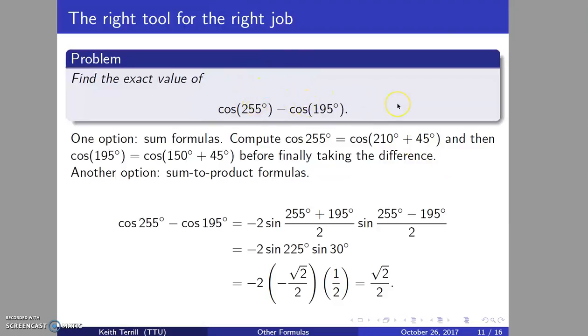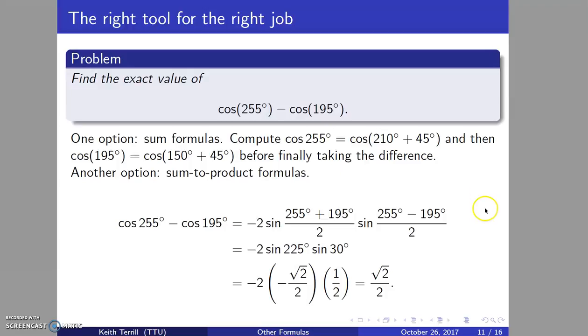Do whichever's best. For instance, if I wanted to find the exact value of cosine of 255 degrees minus cosine of 195 degrees, recognizing now that it's not the cosine of 60 degrees. That's not what it's going to be. One option to find it exactly is to find the cosine of 255, that's a sum formula situation, cosine of 210 plus 45. Then find the exact value of the cosine of 195, which is 150 plus 45, and then finally take the difference of those two exact values we found. We can do that. That is something available to us.